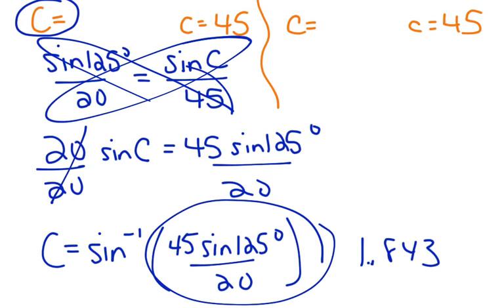The reason that you can't take the inverse sine of 1.843 is because both sine and cosine fluctuate between +1 and -1. So if you're trying to find an angle measurement, but the value you have is greater than 1 or smaller than -1, you're not going to be able to find it. So we say this triangle has no solution.